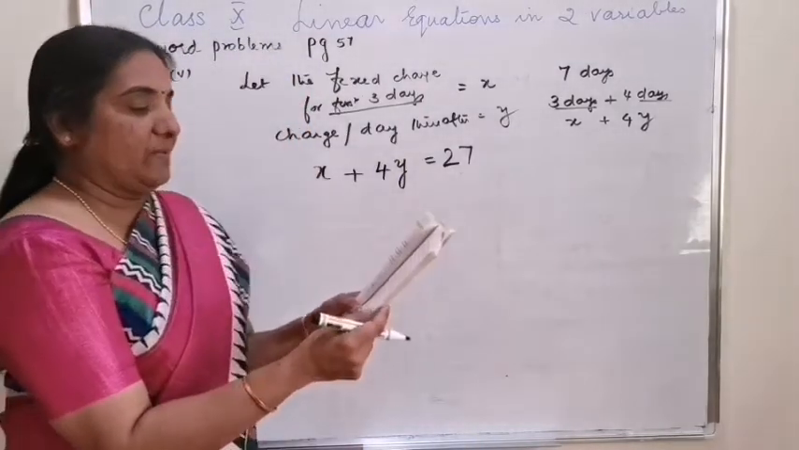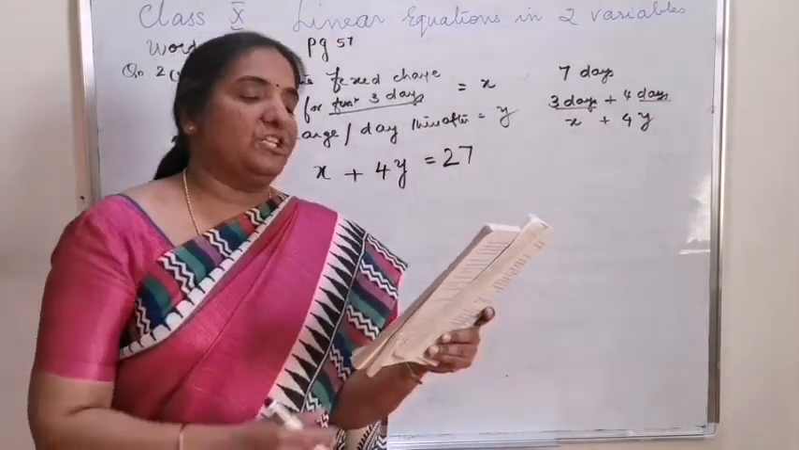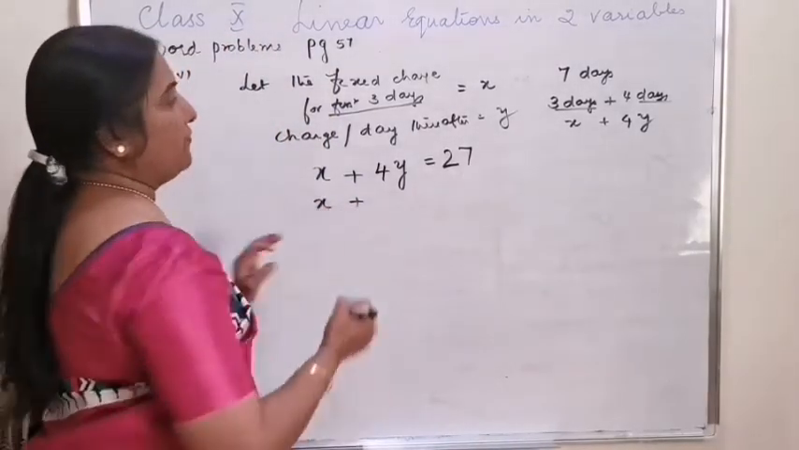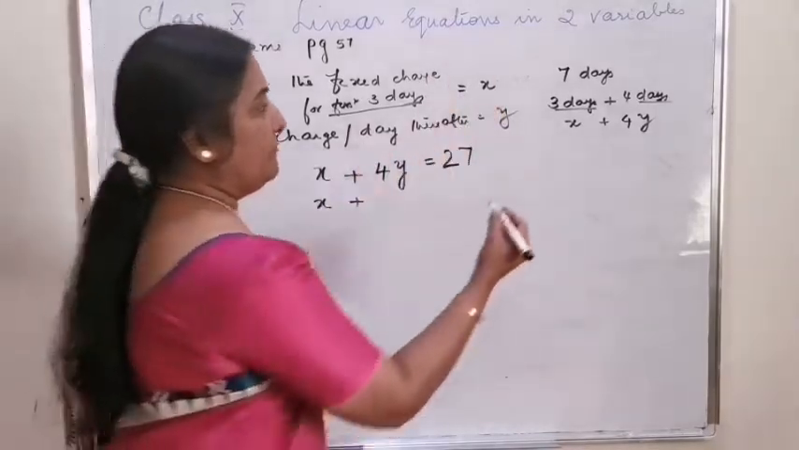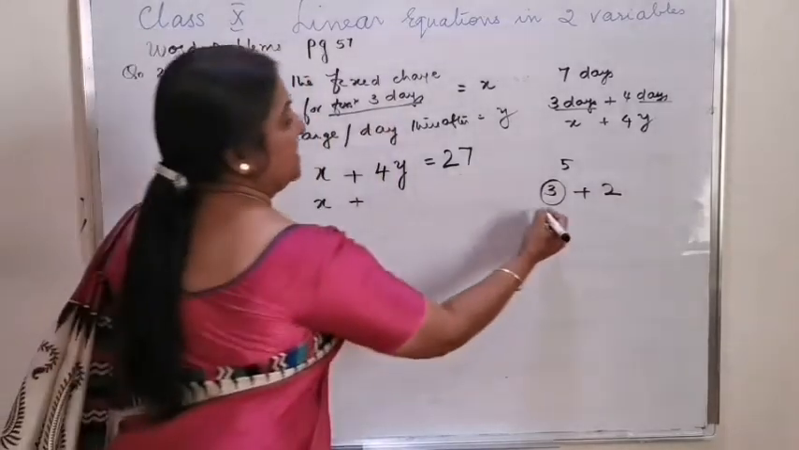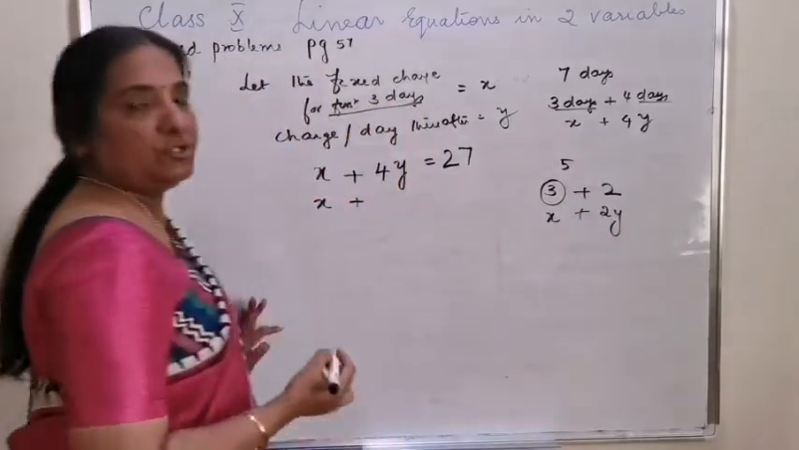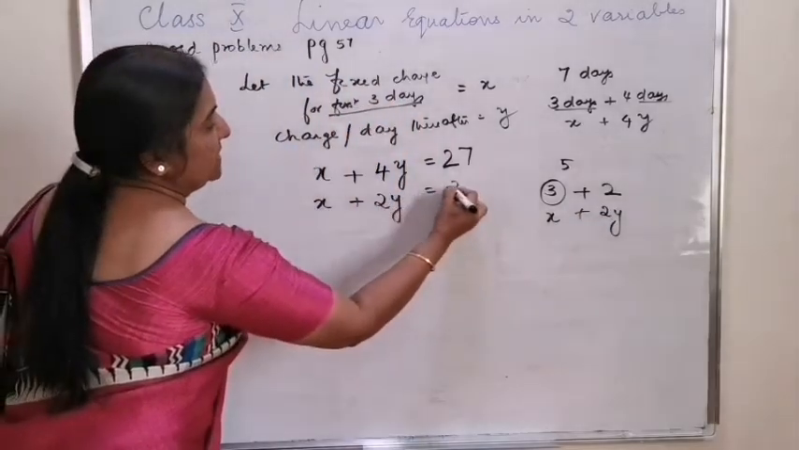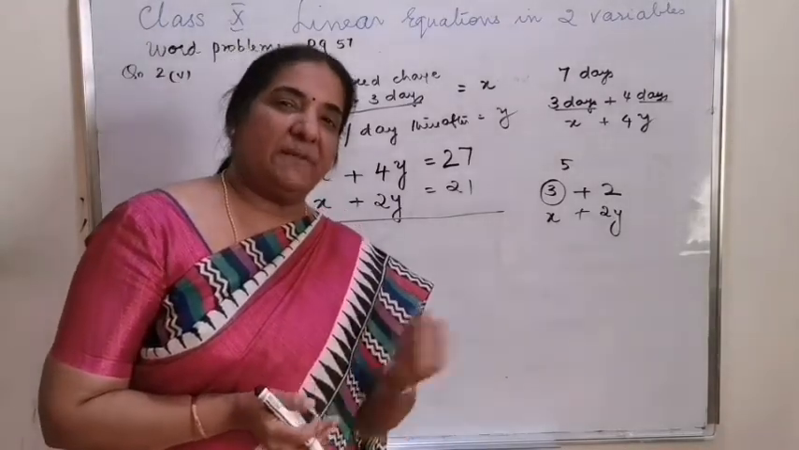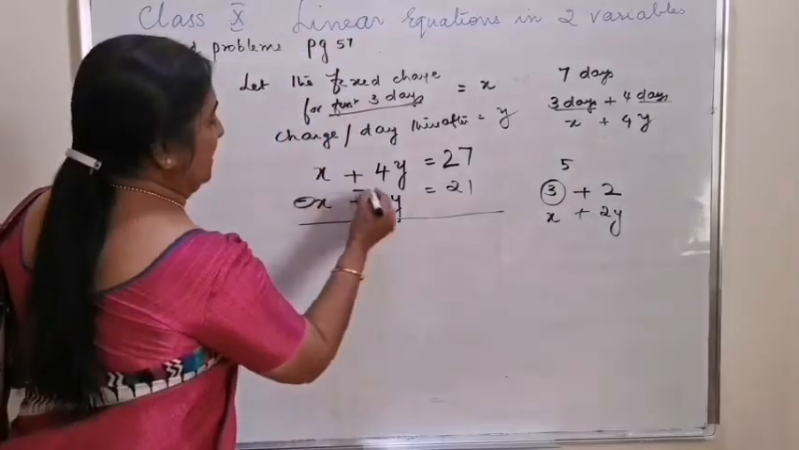Similarly, what will be the second equation? Susie paid rupees 21 for the book she kept for 5 days. Similarly, X she is paying for the first 3 days. The 5 days can be divided as 3 plus 2. The 3 days she has kept for X rupees and for the remaining 2 days she will be giving 2Y. X plus 2Y is equal to 21. This is the only difference from the question based on the fixed charge on that taxi. Subtract the equations.